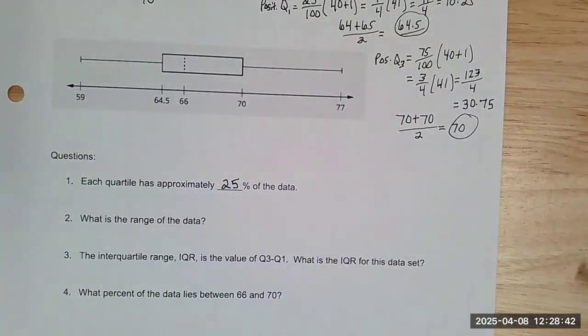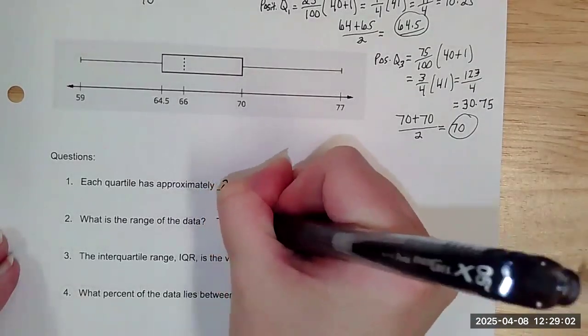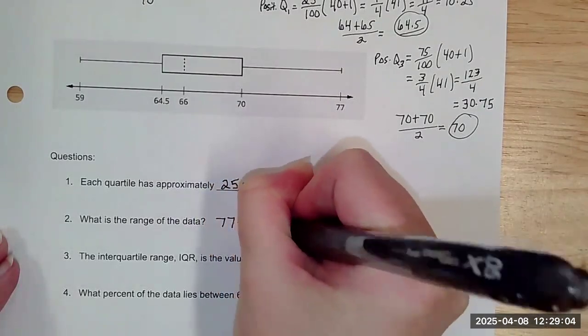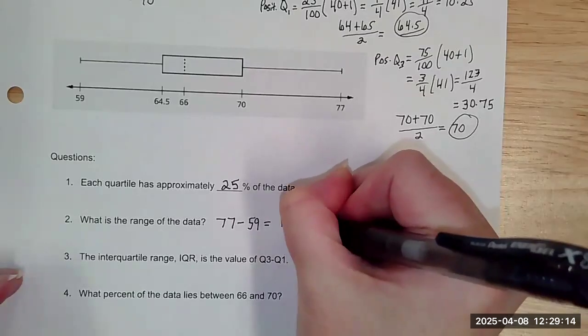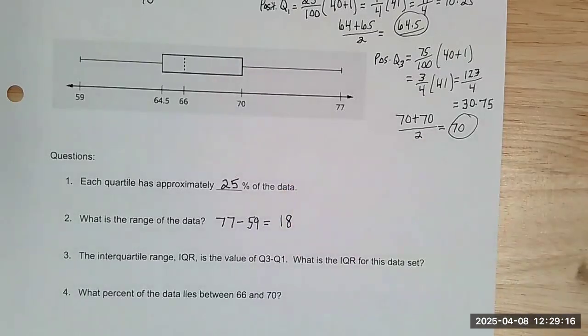Here's another vocabulary word. What is the range of this data? What does range mean? The highest number minus the lowest number, or the biggest number minus the smallest number. So we would do 77 minus 59. Okay, and 77 minus 59, what do we get? Yes, nicely done. So our range would be 18.